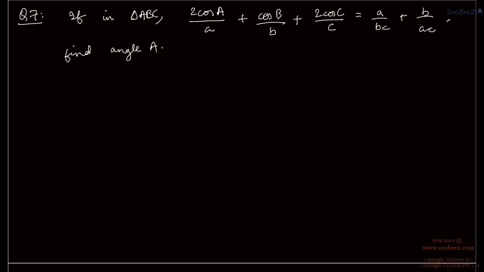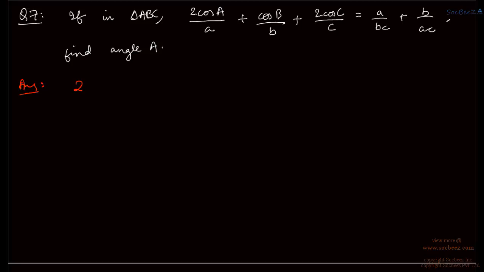If in triangle ABC, 2 cos A by a plus cos B by b plus 2 cos C by c equals a by bc plus b by ac, find angle A. Okay. So in this question, since there are all cos A and only sides are given, I think from my intuition the cosine rule should be helpful. So let's go ahead with it.